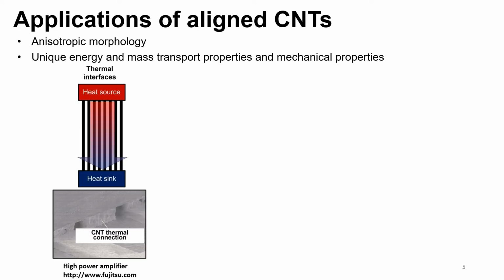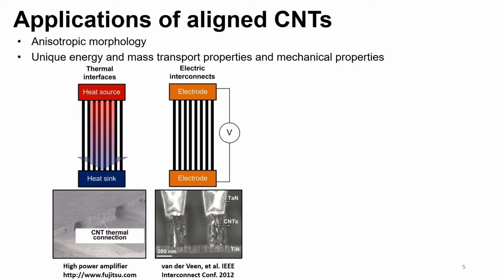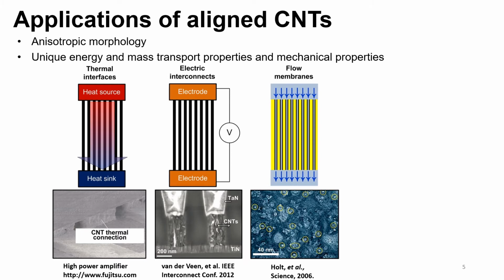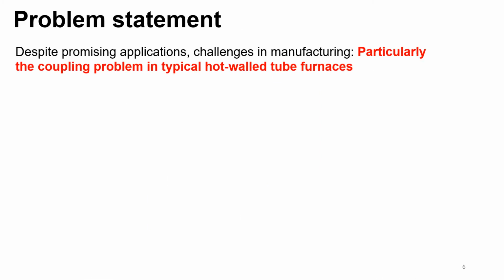The anisotropic morphology of aligned CNTs gives them unique energy and mass transport properties as well as mechanical properties, which make them useful for many applications including thermal interfaces, electric interconnects, nanoporous membranes, and structural fibers. Despite excellent properties and promising applications, there are challenges in manufacturing CNTs.